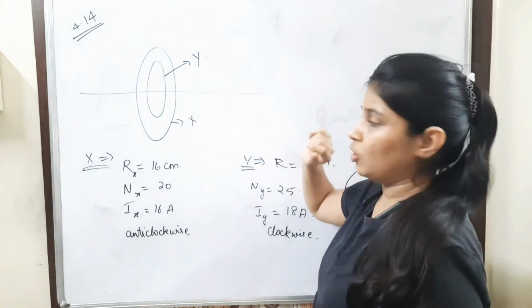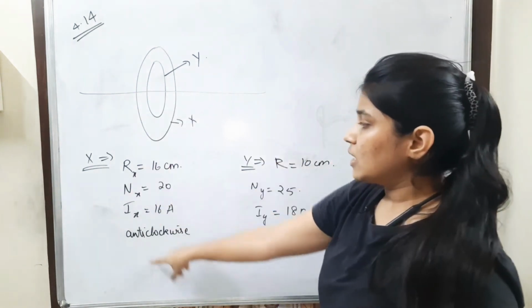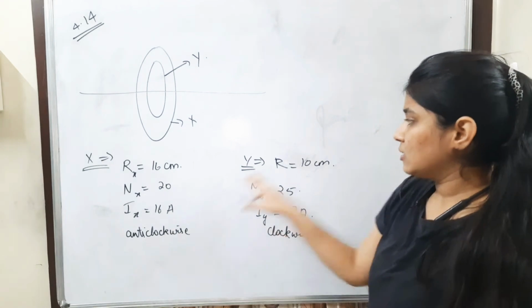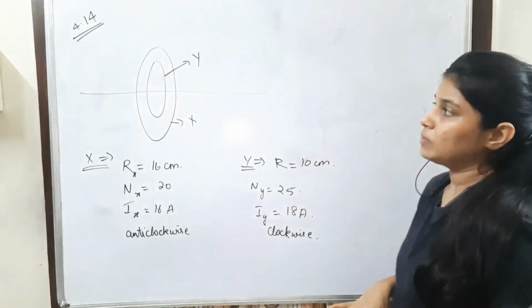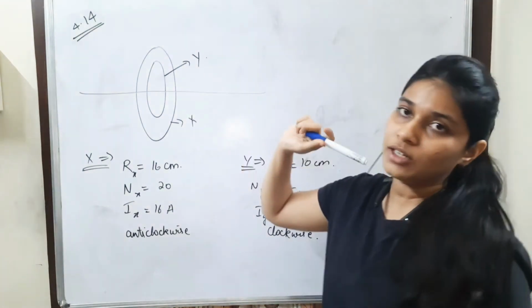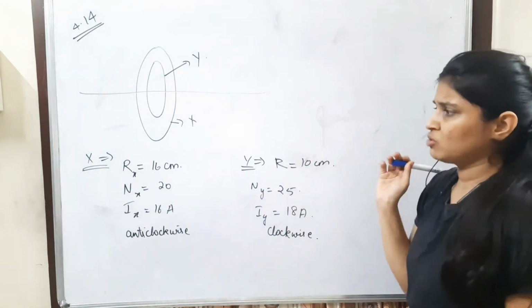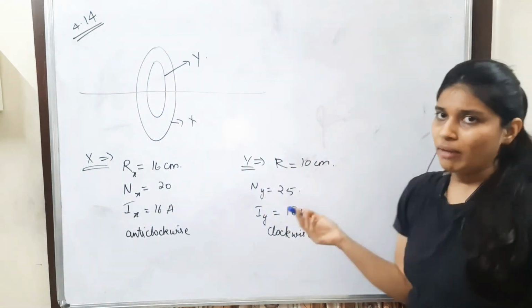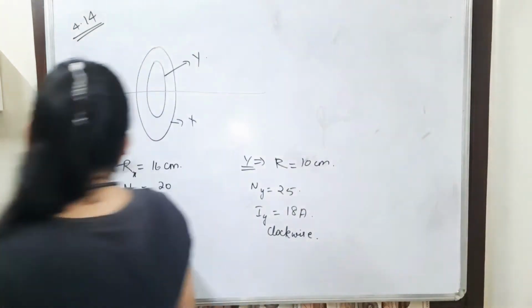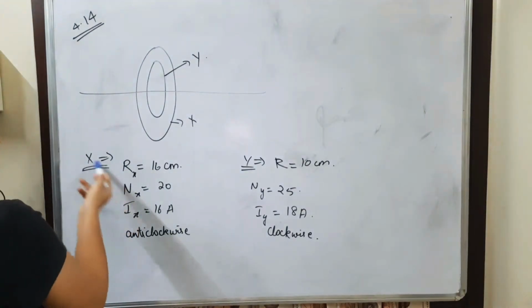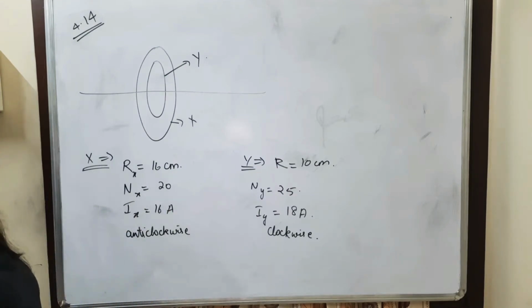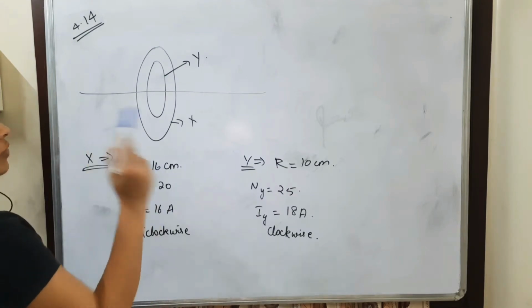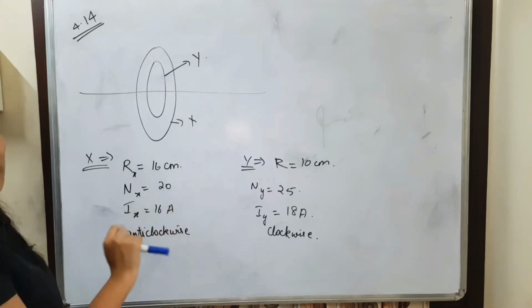The axis of both the coils is the same, and these are the parameters given for X and these are the parameters given for Y. Now they are asking what will be the net magnetic field at the center of the coil. To calculate this, they have given that the current flowing in X is going anti-clockwise and the current in Y is clockwise. That means the direction of the magnetic field will be different in both cases.